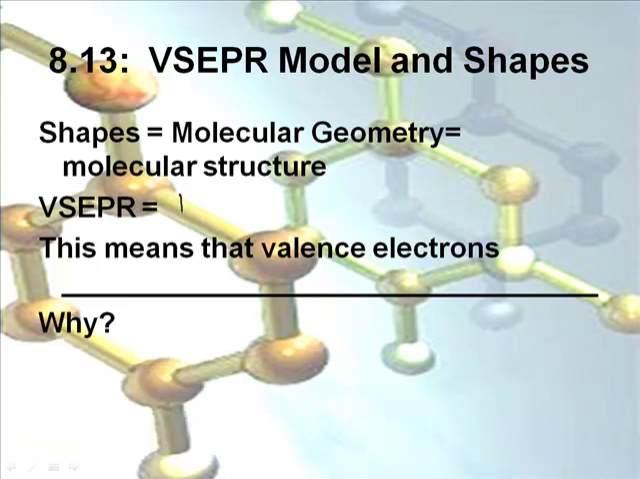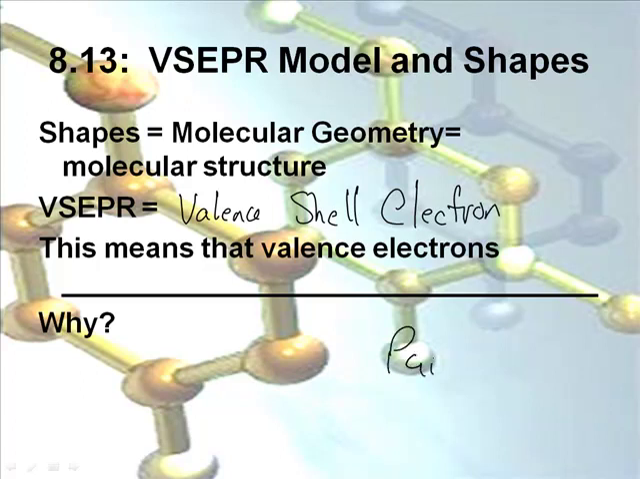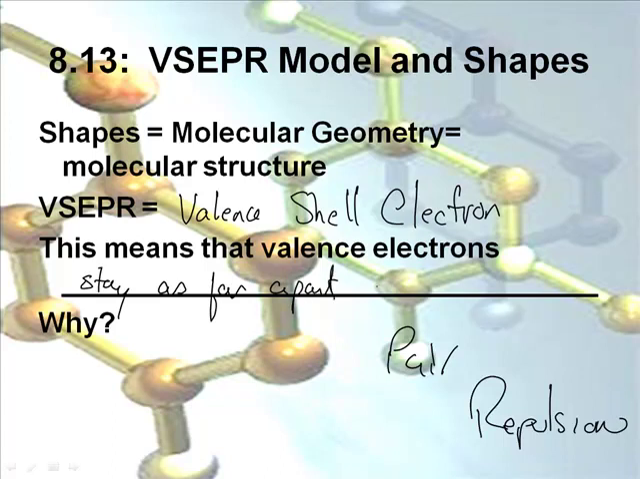Valence Shell Electron Pair Repulsion. And it's a theory, so we put the theory. VSEPR theory. This means that valence electrons want to stay as far apart as possible.